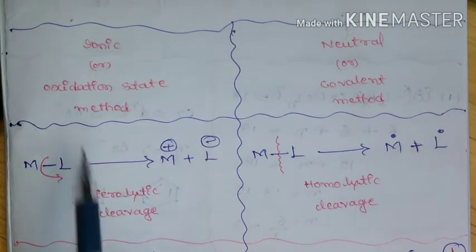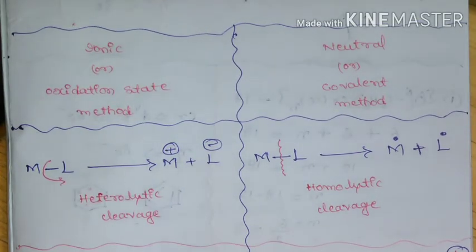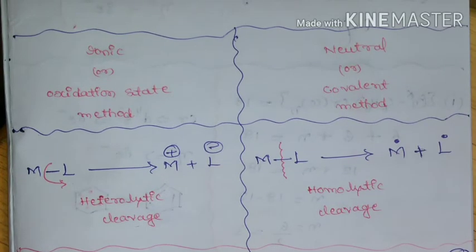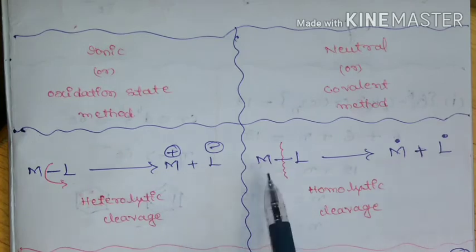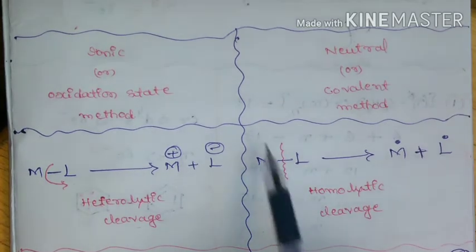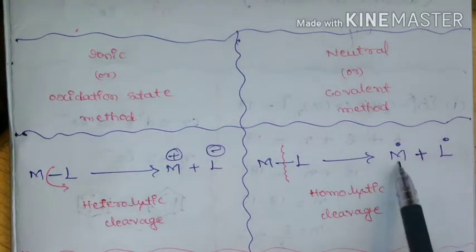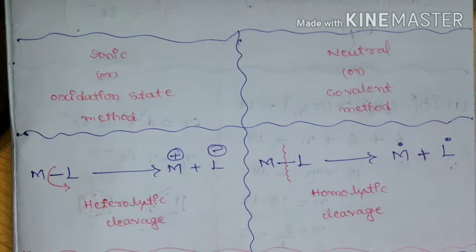So if you see here, in the ionic or oxidation state method, the metal and ligand bond will be cleaved in a heterolytic fashion. Whereas if you come to the neutral or covalent method, here the metal and ligand bond will be cleaved in a homolytic fashion. So we are going to get radical type here, and here we are going to get ionic species.